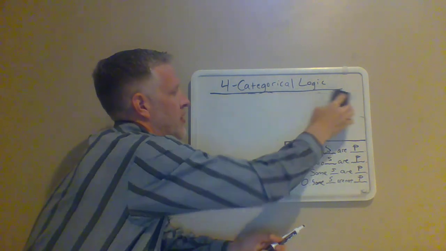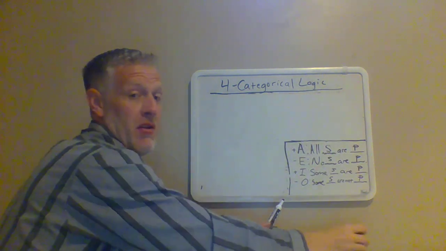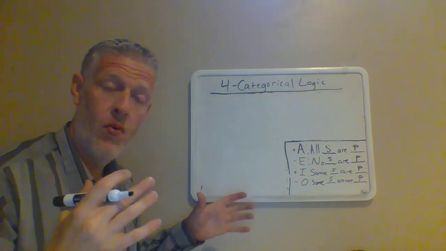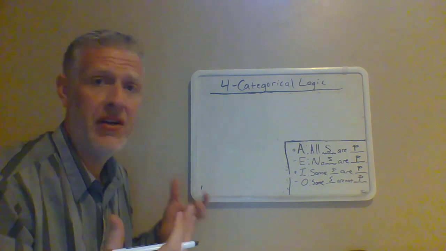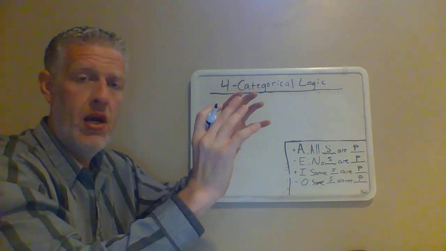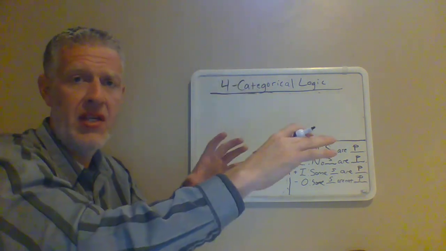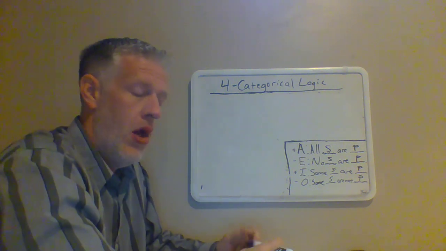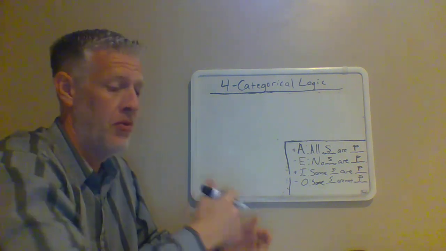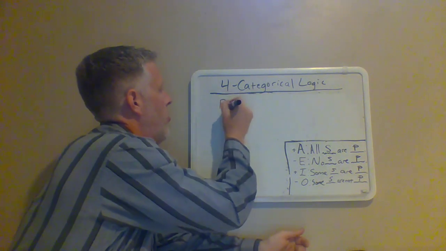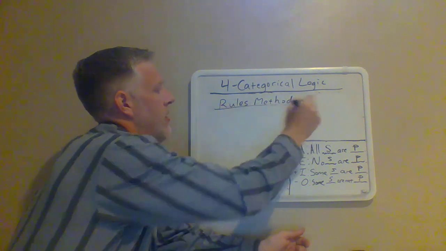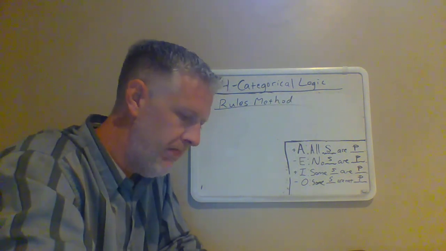So we've talked about categorical syllogisms. We talked about how to illustrate them with Venn diagrams, and then how to assess whether the categorical syllogism is valid or not using the Venn diagram, right? Illustrate the premises, and then ask yourself if the conclusion has to be the case given the illustration of the premises. Well, there's another way we can assess a categorical syllogism, and that's known as the rules method. So we're talking about the rules method for assessing categorical syllogisms.